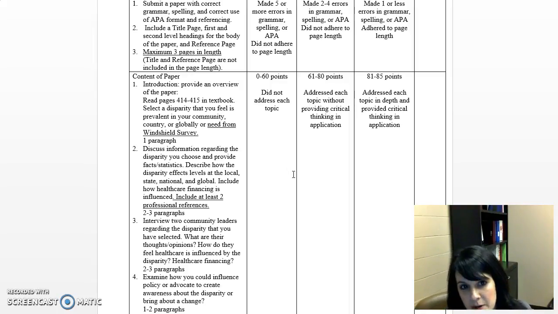Then I want you to select a disparity that you feel is the most common or the most important one. It could be in your community, country, or globally, or a need from your windshield survey. You don't necessarily have to build off of your windshield survey, but you already have that foundation laid, so it might be a little bit less work if you did use that. But if you find something you're more passionate about, that's completely fine.